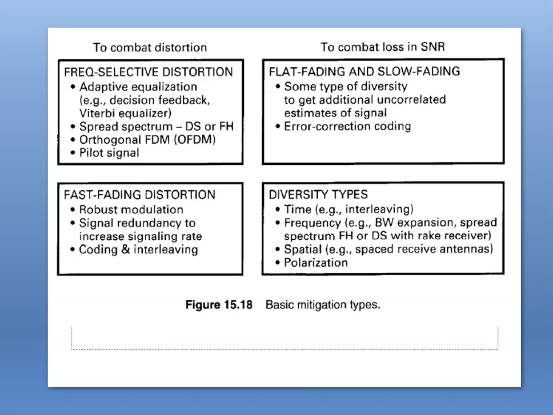And coming to the diversity types, in order to combat loss in SNR, we are supposed to use diversity types. The diversity based upon time is called interleaving. Diversity based upon frequency comes under bandwidth expansion, spread spectrum FH and DS with a rake receiver. Already we explained in the previous video. And next one is spatial, nothing but space, with multiple receive antennas. And next one is polarization. Here the important point is polarization.